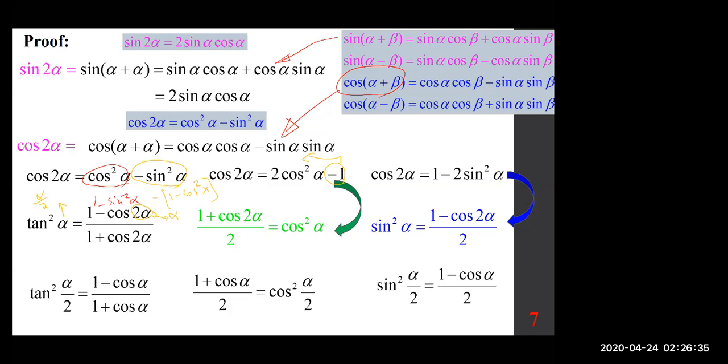So tan squared alpha is 1 minus cosine 2 alpha over 1 plus cosine 2 alpha. So tan squared of alpha over 2 is 1 minus cosine alpha over 1 plus cosine alpha. And the rest of it follows. You just change the 2 alpha to alpha, and you change the alpha to half of that.